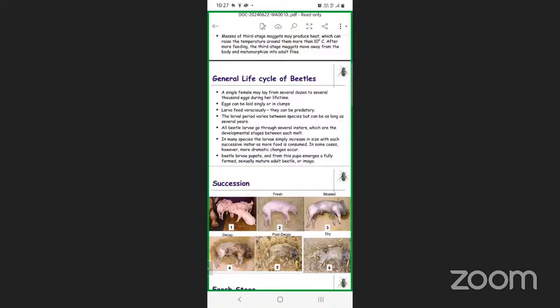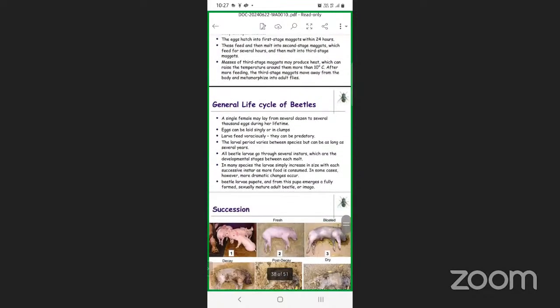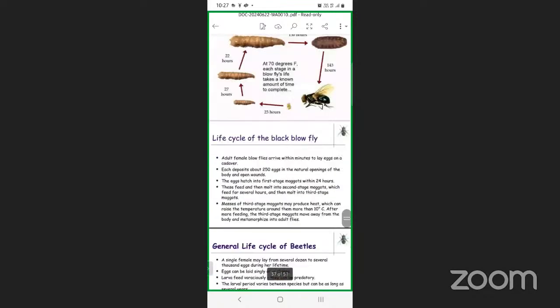And these beetle larvae, which are the developmental stages, will have several molts in their life cycles. The instars, whatever instars we are talking about, the species will have so many stages. They'll have dramatic changes occurring according to the temperature in the surrounding environment. And when the beetle larvae pupate, from the pupa emerges a fully formed, sexually mature adult beetle, sometimes called the imago stage.